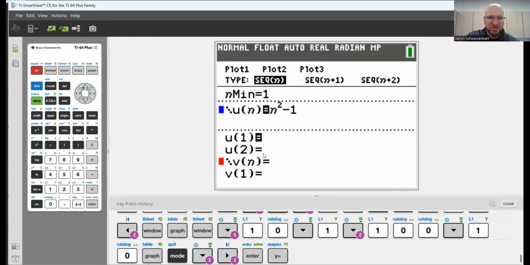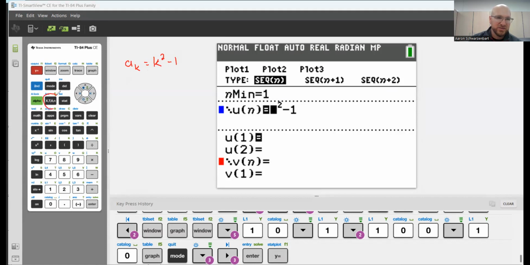You could enter your sequence with a few numbers, but u sub n, the sequence I'm trying to enter is a sub k equals k squared minus 1. Well, your calculator does not have a k button, but the variable button has an n. Notice that starts with function with x, t for parametric, theta for polar, and n for sequence.